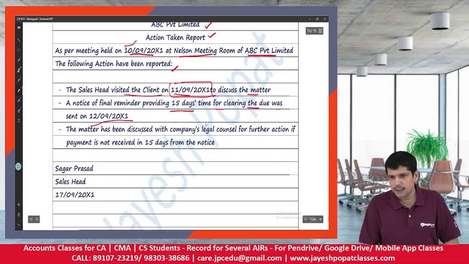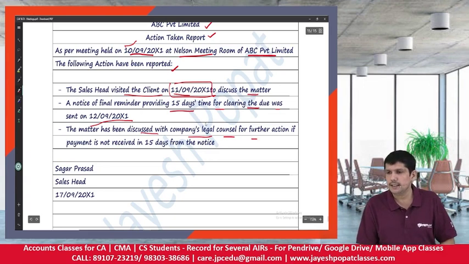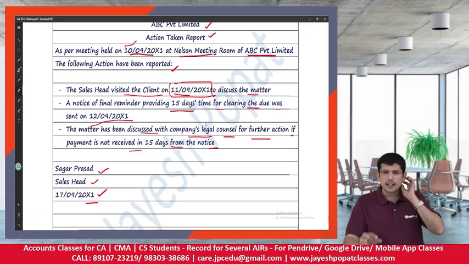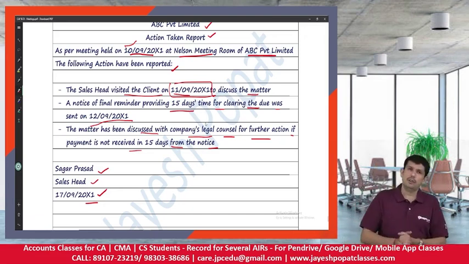The matter has been discussed with the company's legal counsel, means the legal team, for further action, if payment is not received within 15 days from the date of the notice. Sagar Prasad is the sales head who has made it, and he has made it on 17th of September, right? So this is how the ATR of this particular thing would look.